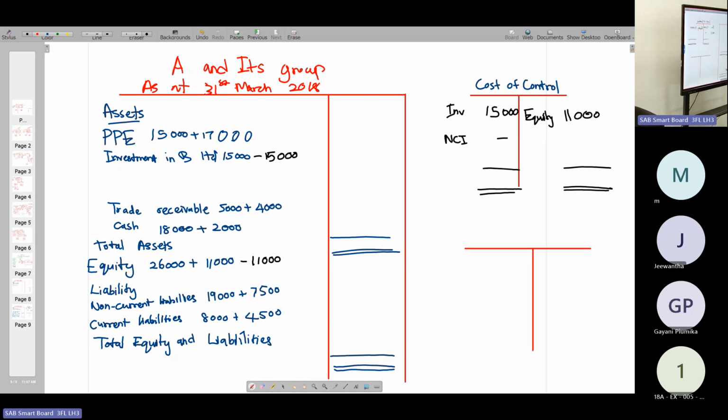Now what do we do? We balance. Now she is balancing NCI. Sorry, the cost of control account generates a figure. Now what did she write? Credit entry. Where to debit? Goodwill account should be debited. Goodwill goes to the statement of financial position. That is the debit entry.